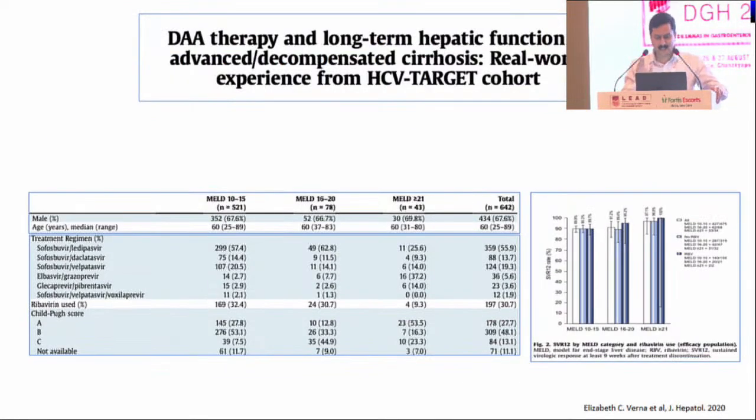Let's look at this HCV target cohort. In this, they divided the patients into 3 groups, MELD 10 to 15, 16 to 20, and MELD more than 21. Look at the response, more than 90%. So that makes the case that you should treat all patients with decompensated liver disease. In all the 3 groups, the response was more than 90% with the newer antiviral treatment.